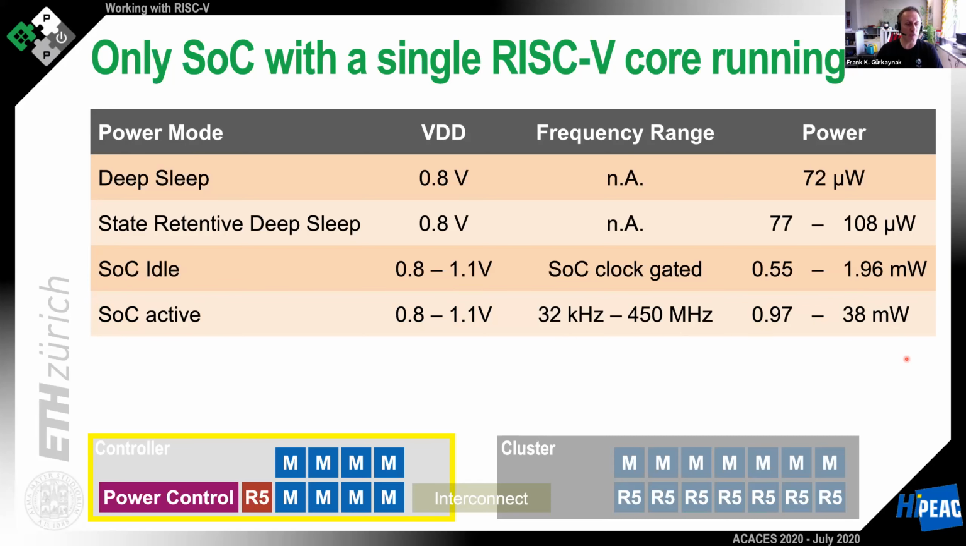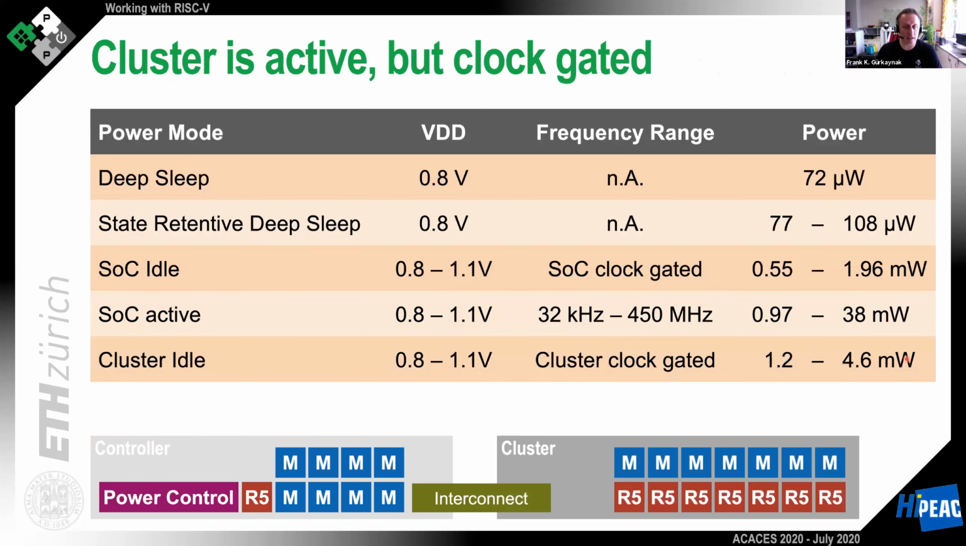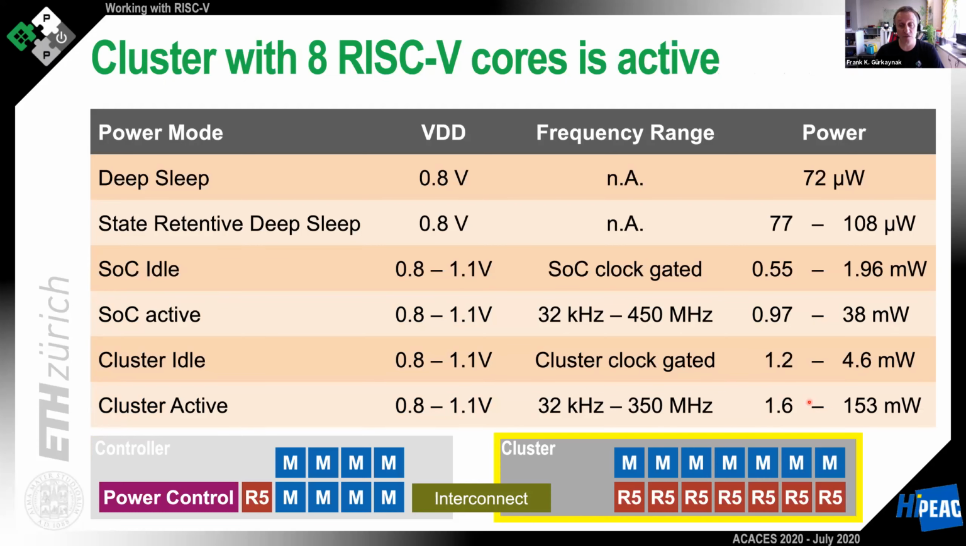So if the processing power of this is not enough, you can activate the cluster. So this is just cluster activated and clock gated. It's waiting idle, so you are consuming less than 5 milliwatts in this case. And then the cluster is active. There you have 8 FPU enabled RISC-V cores running up to 350 megahertz. And the maximum power you can get is 150 milliwatts. So this is the way it is working.